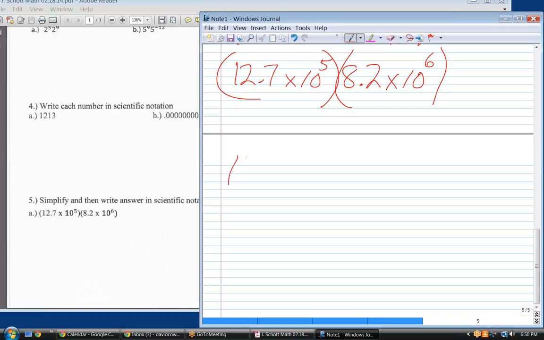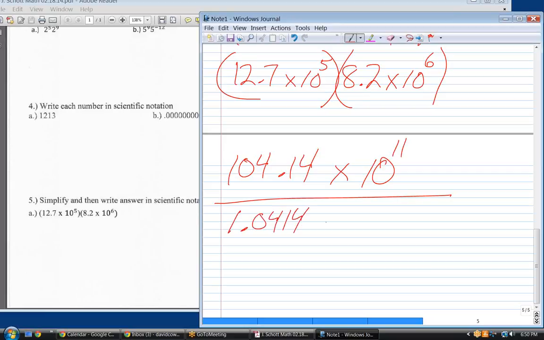104.14. So 104.14, and what's the rest of it? Times 10 to the what? 11. Now we need to put this in scientific notation. It's not in scientific notation at the moment because this number is not between 1 and 10. You put it between the 1 and the 0. So what's the answer?